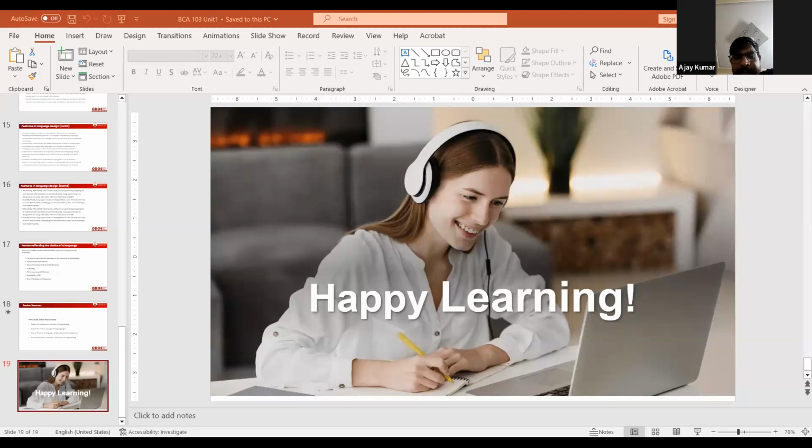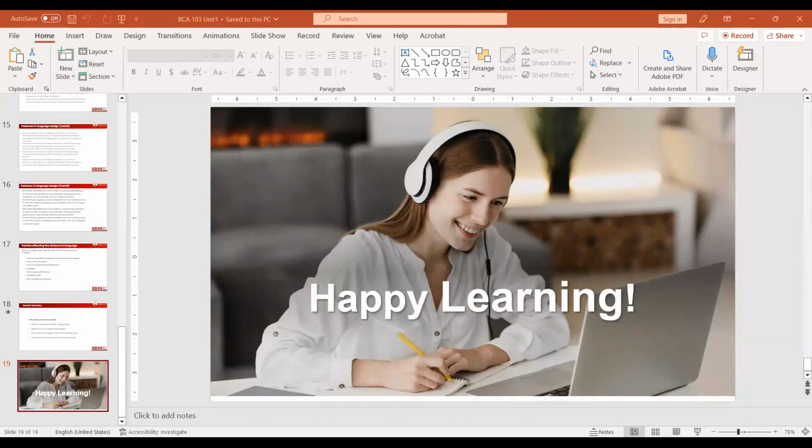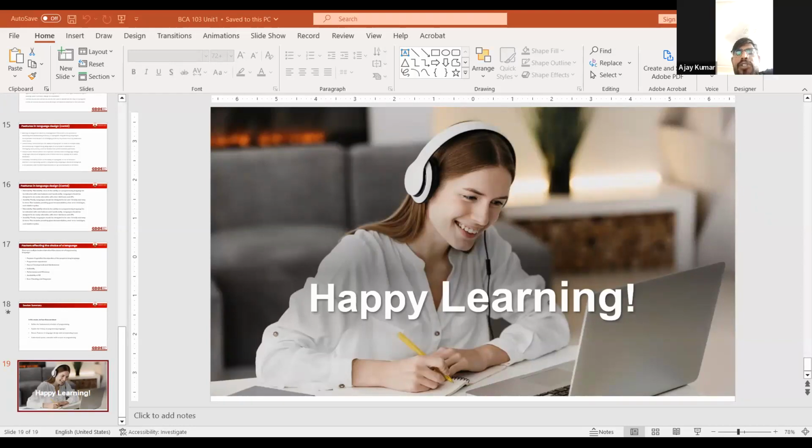Sir, when will we learn this programming language practically? You also have a lab for that kind of languages. When the lab starts, you will learn about that.